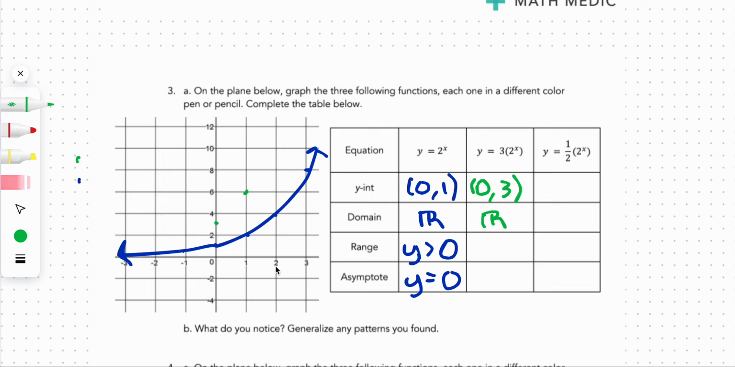X equals 2. When x equals 2, we're doing 2 to the second power. 2 squared equals 4, and then 4 times 3 is 12. So we have that point up there.